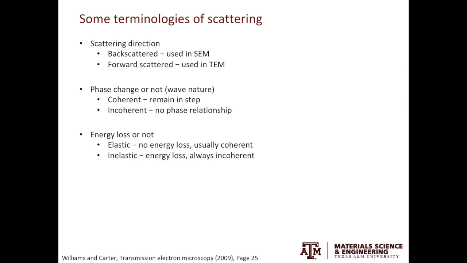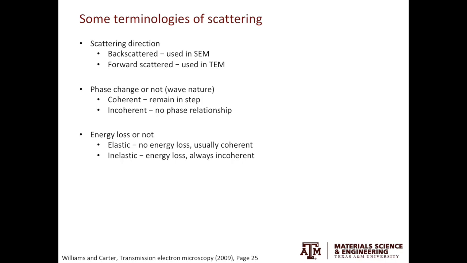We can also look at whether we have energy loss or not during scattering. If there's no energy loss, it is called elastic scattering. Elastically scattered electrons are usually coherent, not always. If there's energy loss during scattering, then it is termed inelastic. Inelastically scattered electrons are always incoherent.